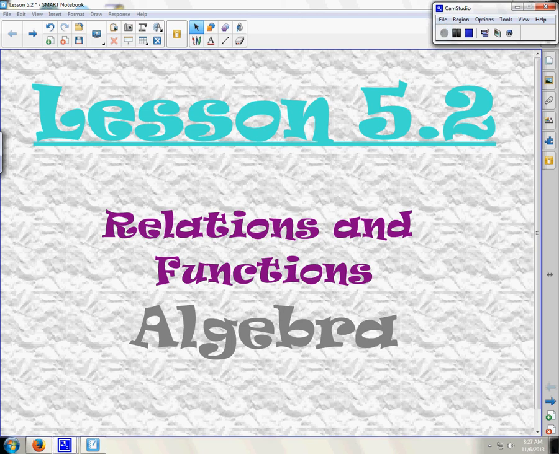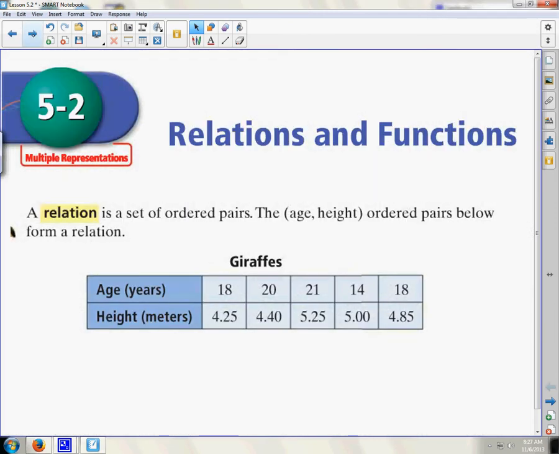Lesson 5.2 is titled Relations and Functions. So make sure you title your paper 5.2, Relations and Functions. A key word is a relation. It is a set of ordered pairs.